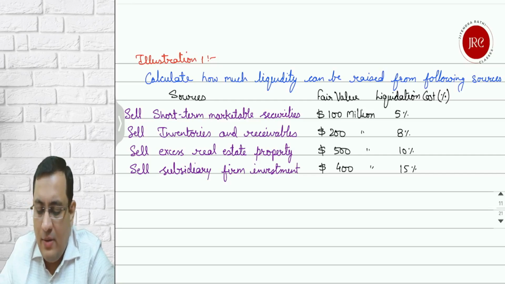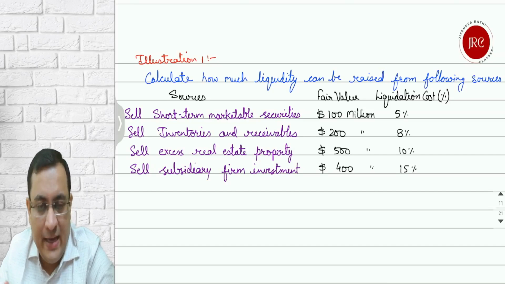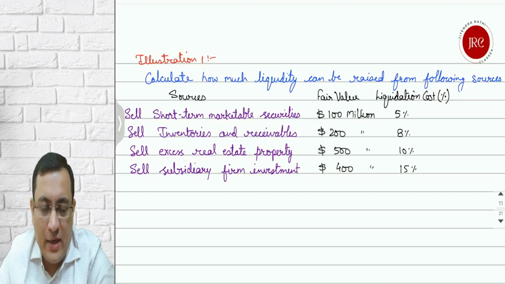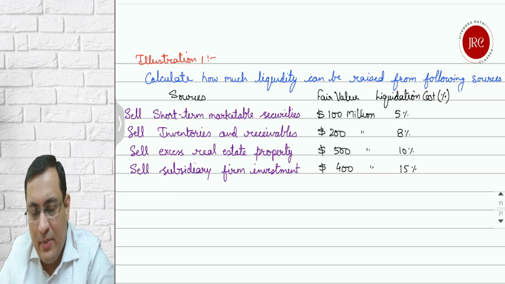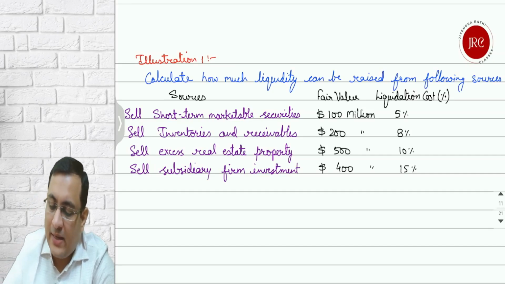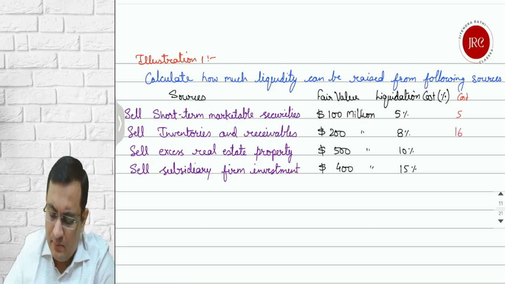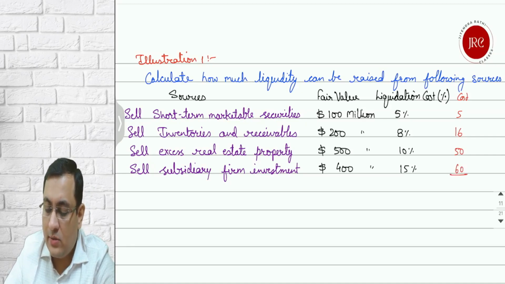Fair value is available, and then the liquidation cost, that is the cost of administering the sale of these assets, brokerage, etc. And of course, we are not going to get the fair value because we are going for a distress sale. In that case, lesser value will be realized. So what will be your cost? 100, 5%, 5 million, 16 million, 50 million, 400 into 50, 60 million, total is 160, 26, 131.